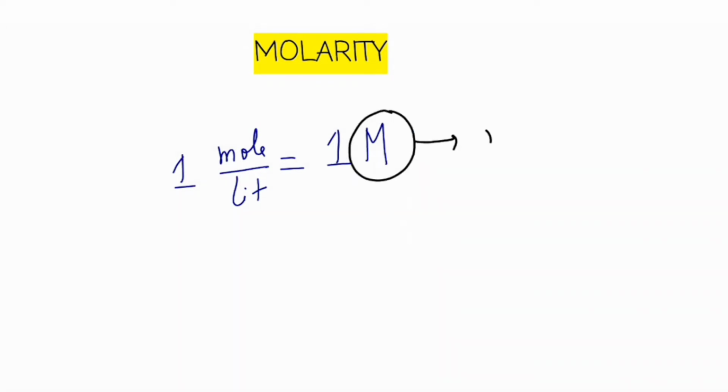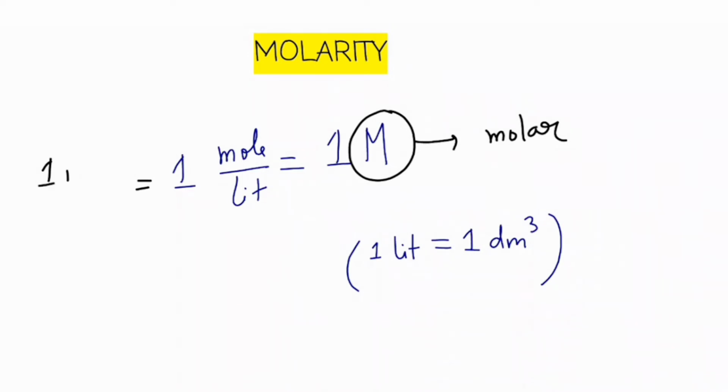Dear students, now if we talk about units, the unit of molarity is mole per liter. 1 mole per liter is 1 M. Capital M is pronounced as molar. Now 1 liter is equal to 1 decimeter cube. Dear students, 1 liter is nothing but 1 decimeter cube. So 1 mole per liter can also be written as 1 mole per decimeter cube. I hope you will agree with this.